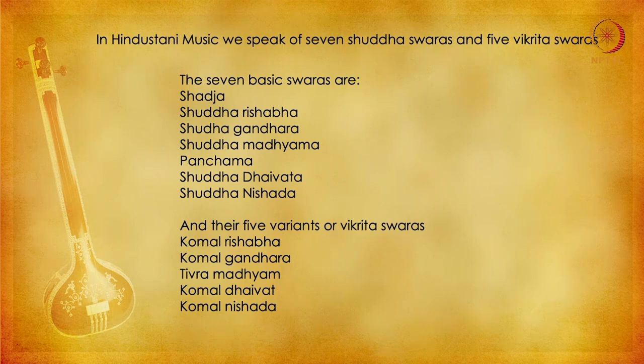So we saw that in Hindustani music, we speak of seven Shuddha Swaras and five Vikrita Swaras, and then we have 22 Shrutis. The seven Swaras we know are Sa Re Ga Ma Pa Dha Ni, but these actually are the shortened abbreviations of the actual names of the Swaras. These Swaras have names, the seven Swaras I mean.